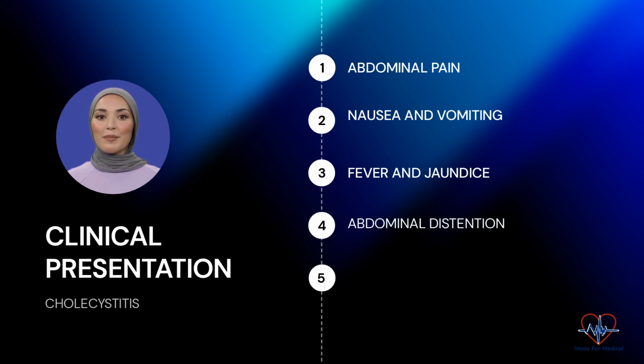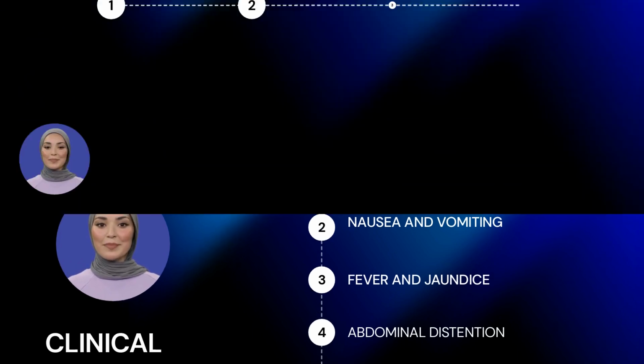Abdominal distension. The inflamed gallbladder can lead to abdominal bloating and distension. Murphy's sign. This is a physical examination finding where there is tenderness in the right upper quadrant upon deep inspiration, as the inflamed gallbladder comes into contact with the examining hand.